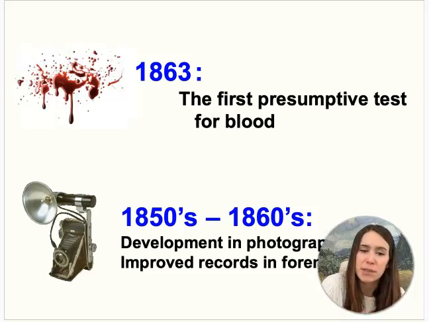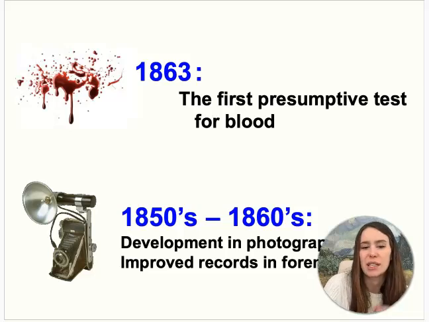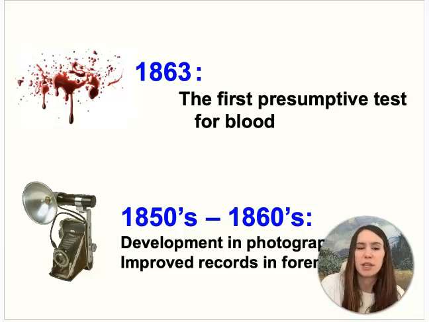In 1863, we have the first presumptive test for blood. Presumptive is very simple. Presumptive just means ruling out other substances. So the first presumptive blood test means that you can rule out that this is ketchup, this is not lipstick, and that the substance you're finding at the crime scene actually is blood. That's really important because now, again, that's more evidence.